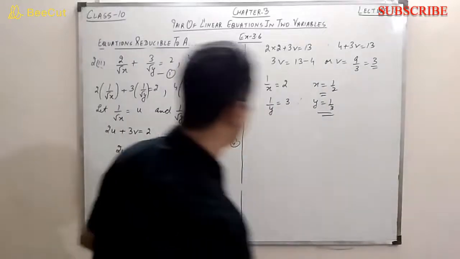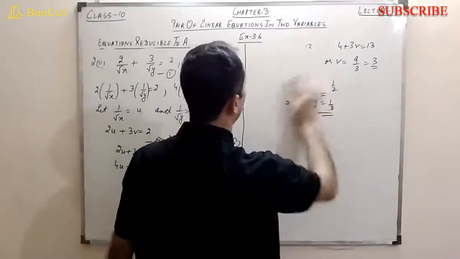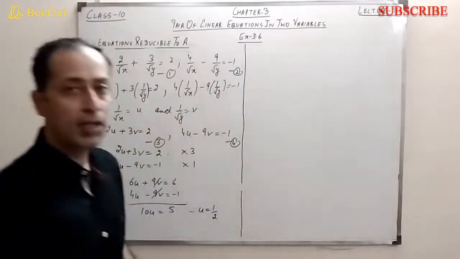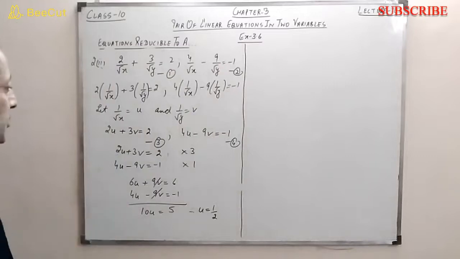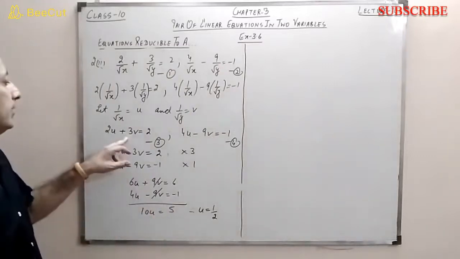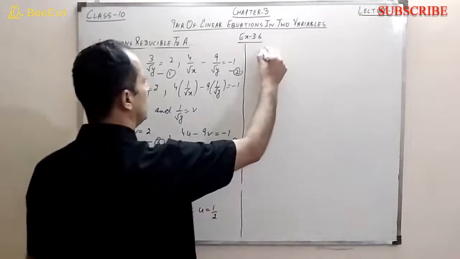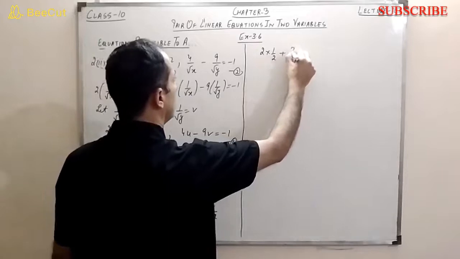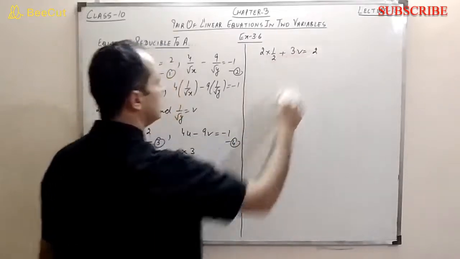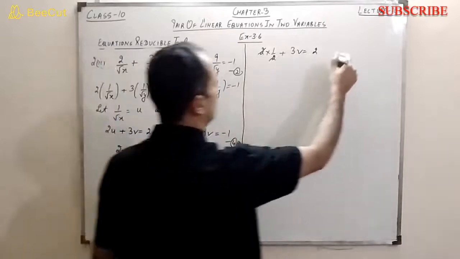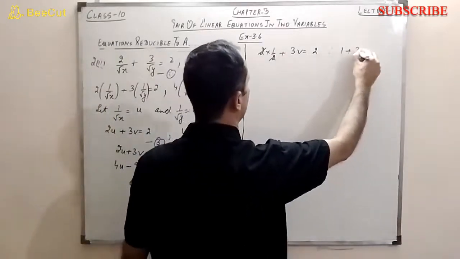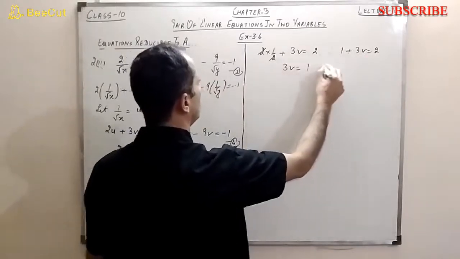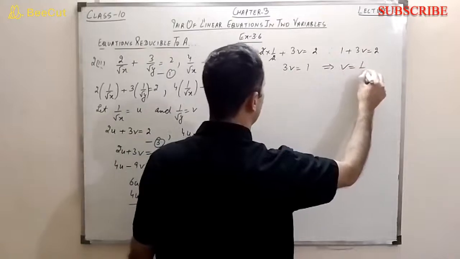Now, what is the next step? We have to find the value of v. So we substitute the value of u in either of the two equations. That is, we can either put in the third equation or in the fourth equation. So when I substitute the value of u in this third equation, what I get? This is 2 into 1 by 2 plus 3v is equal to 2. Now this cancels. So what I am left with is 1 plus 3v equals to 2. Therefore 3v is equal to 1. This means I get the value of v is 1 by 3.